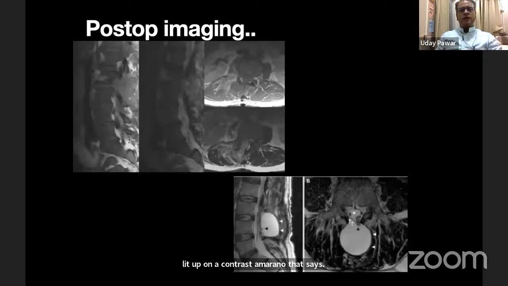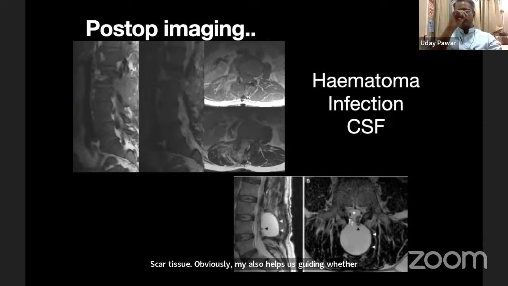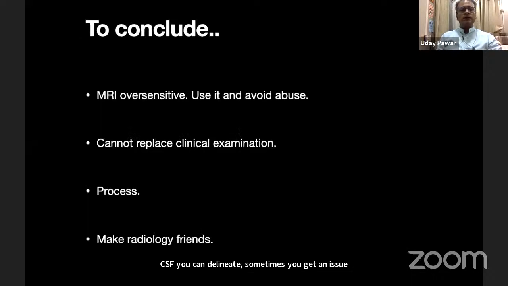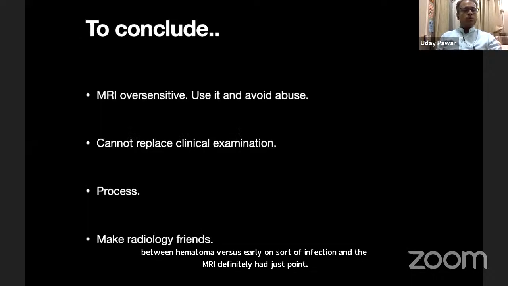Obviously, MRI also helps guide us, telling us whether it's these three main issues of hematoma, infection, or CSF post-operatively. CSF you can delineate. Sometimes you get an issue between hematoma versus early onset of infection, and the MRI definitely helps us point in that direction. But remember, this is oversensitive.